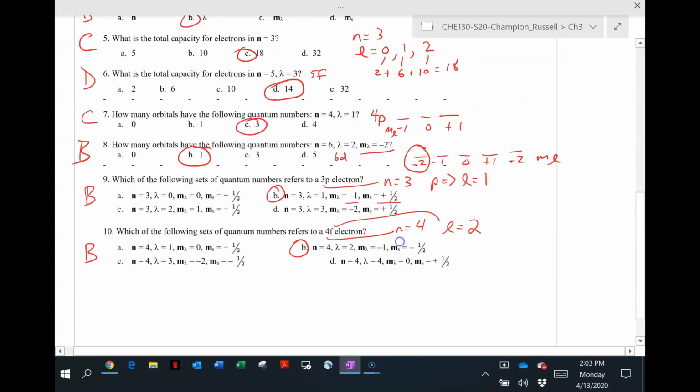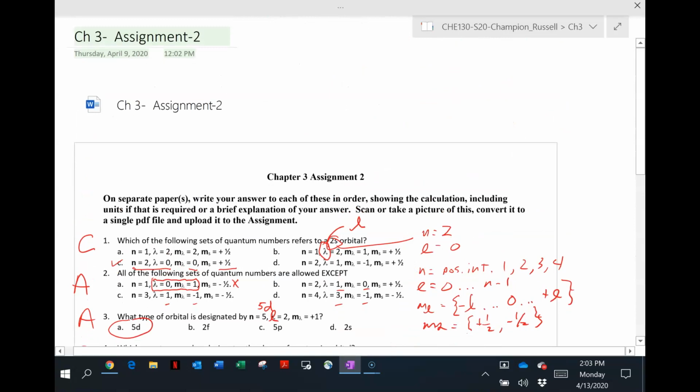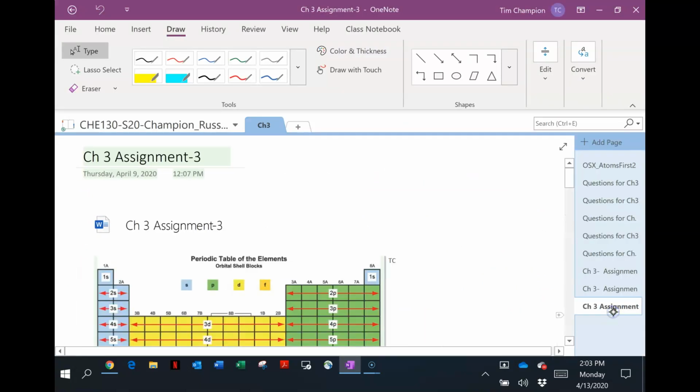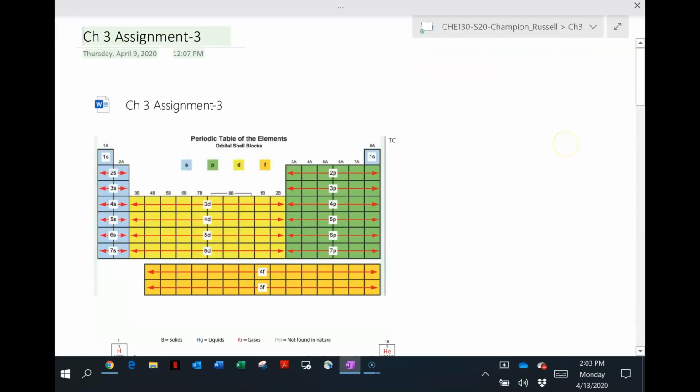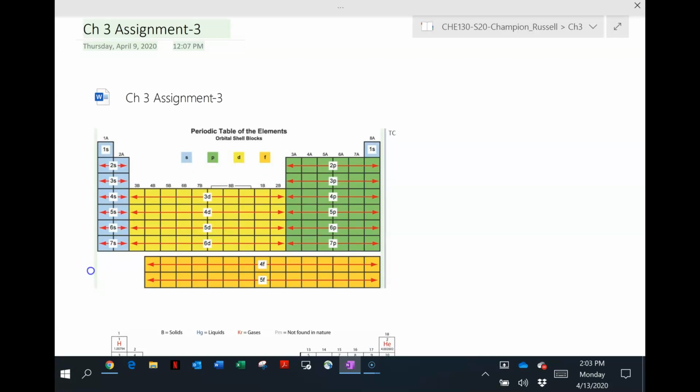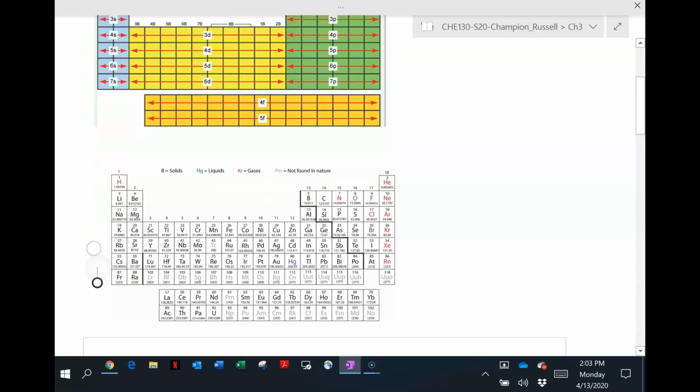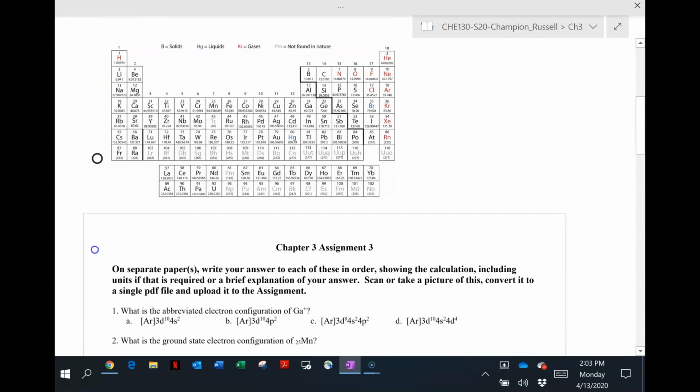All right, let's look at assignment 3 now, and just knock both of these off in this video. I put a couple of versions of the periodic table at the top of this assignment to remind you of the regions in the periodic table and how you can use the periodic table as your friend in terms of figuring out these electron configurations. And then you've got a normal version of the periodic table here as well to refer to.